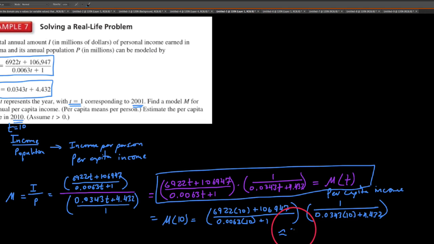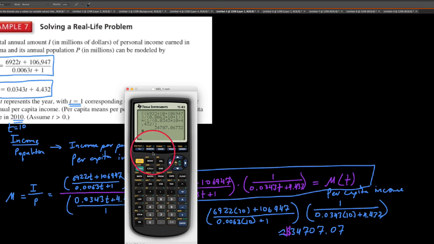So we get approximately 34707.07. And because this is income, we're going to list this in millions of dollars. I guess this would be thousands here. It does say millions up top, but in this case, unless I've typed anything in incorrectly, I believe that 34707 would be what we get in our model.